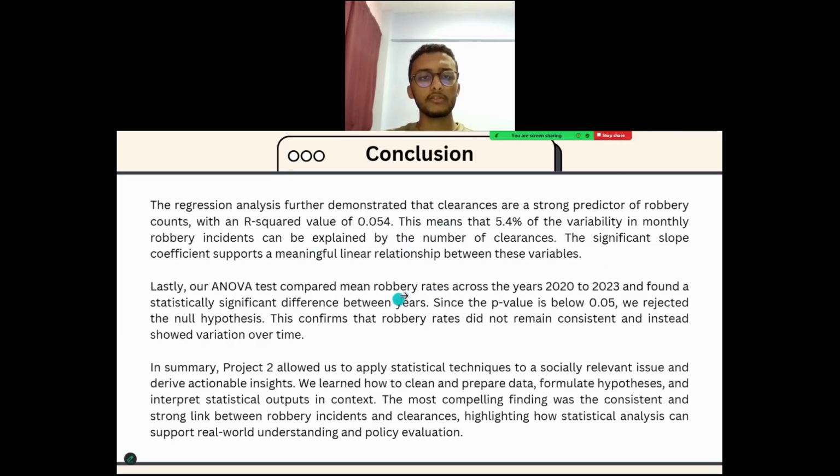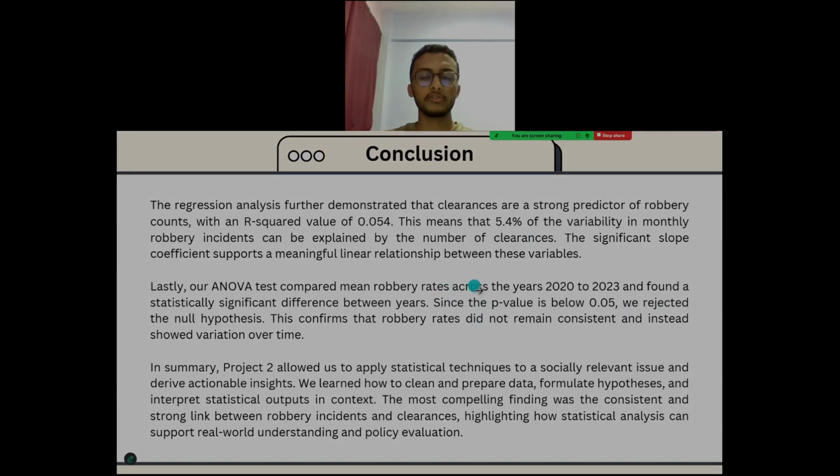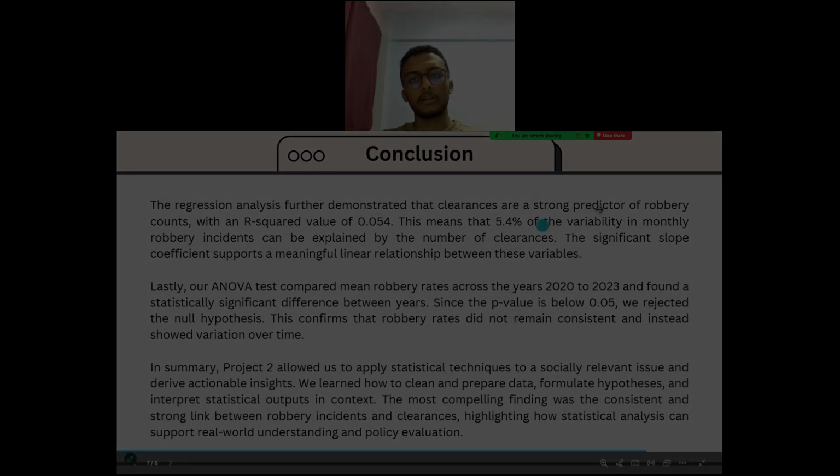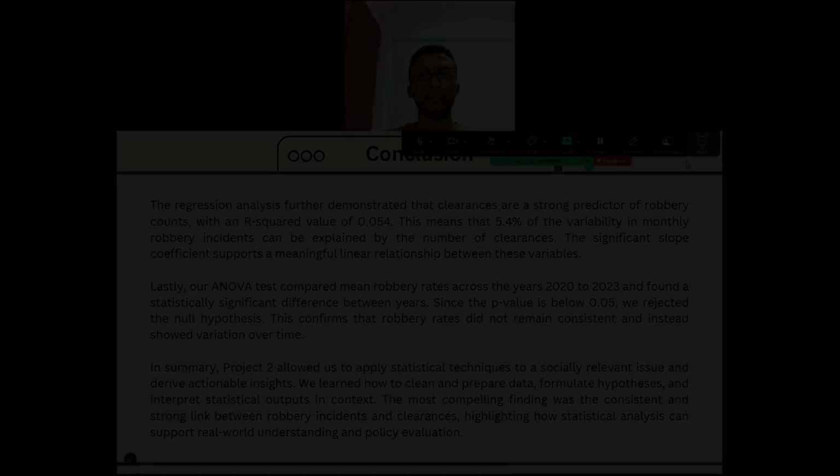And finally, we had the ANOVA test. It compared the mean robbery rates across the four different years, and we found a statistically significant difference between the four years, and thus we rejected the null hypothesis, which confirms that the robbery rates did not remain consistent and instead varied from year to year. It was a different robbery count each year. In summary, we really learned a lot of skills and learned how to apply them during this course.